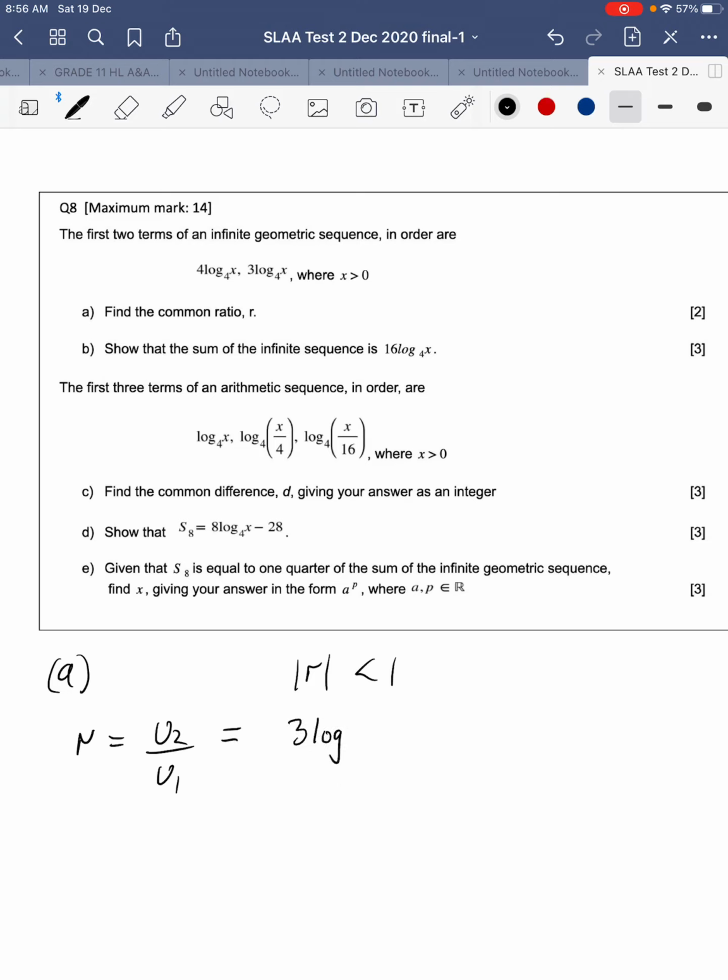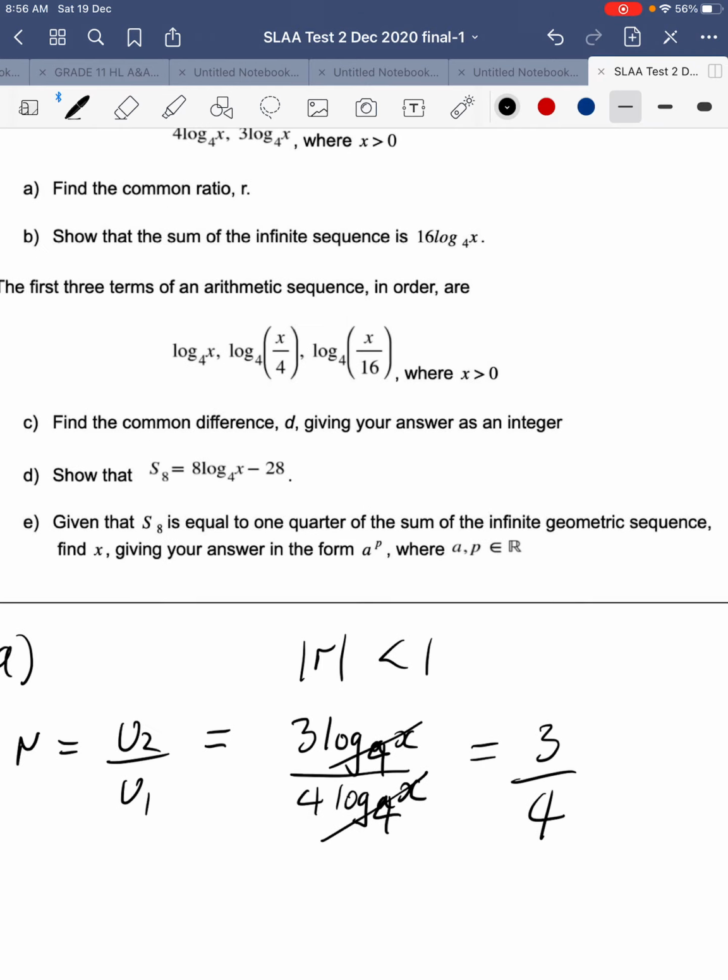It's 3 log to the base a of x divided by 4 log to the base a of x. Okay, so there's no log rules needed here. This is log to the base a of x, log to the base a of x. So that means r is just simply 3/4. Oh, sorry, my bad. So that's log to the base 4, log to the base 4 there. It doesn't matter, as long as they're the same base, we can just cancel them out. Just my eyes, I'm getting very old.